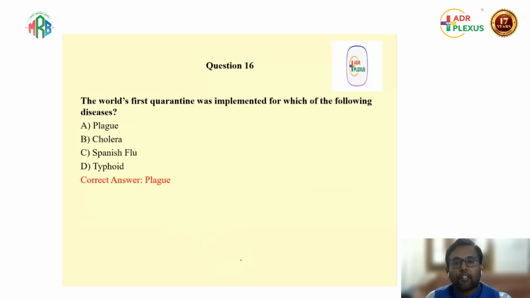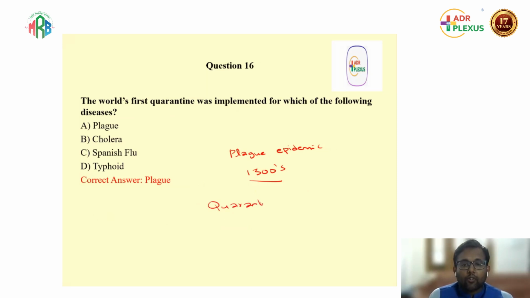Next, the world's first quarantine was implemented for which of the following diseases? For the disease plague. There was a plague epidemic in the 1300s. During this epidemic, they learned about the introduction of quarantine. So slowly, learning from this epidemic, they introduced quarantine.